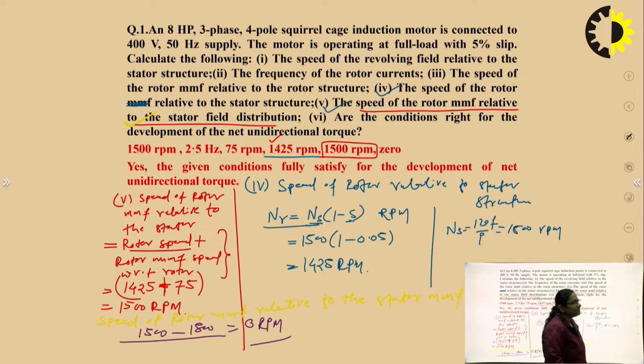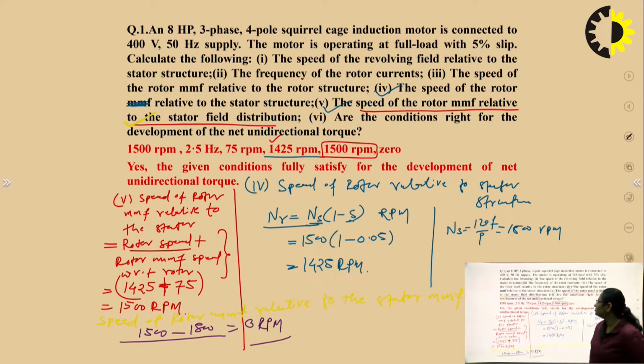The rotor's produced MMF or rotating magnetic field and the stator produced MMF or rotating magnetic field, they both are rotating at a speed of 1500 rpm and in the same direction. So the relative speed between the two comes out to be 0.